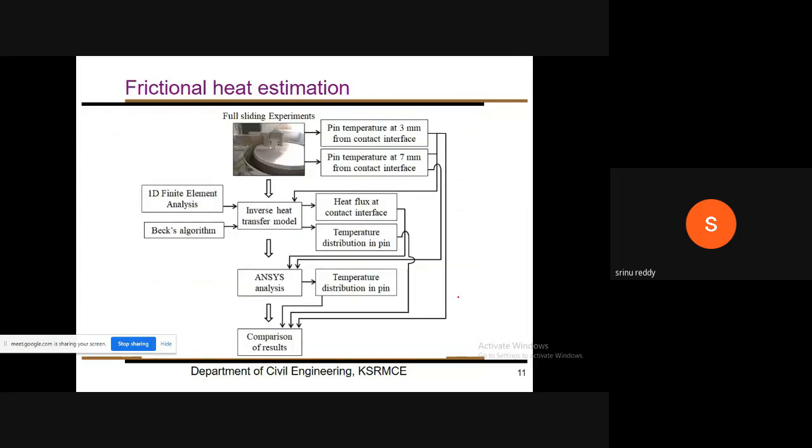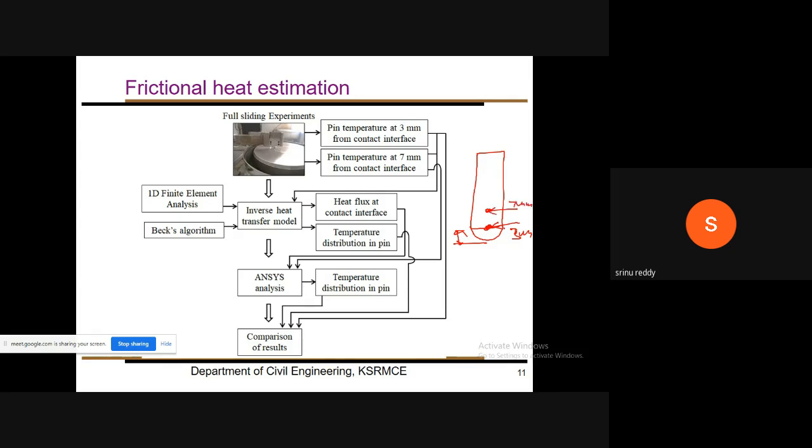So for this frictional heat estimation, this is the flow chart we have followed. This is the abstract of the study, basically. From the experimental conditions mentioned in previous slides, let me draw and show here. If it is a pin specimen, we have observed temperature at 3 mm, measured from the contact surface, and again at 7 mm. At 2 points we have observed temperature.